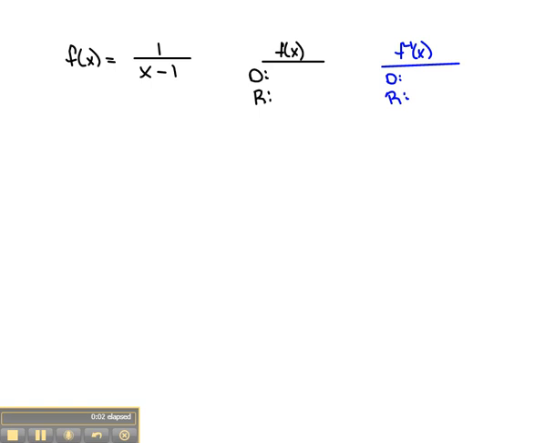Here in this problem we have f of x equals 1 over x minus 1, and again we're supposed to be finding the inverse. So in order to do that, I'm going to first look at f of x as really being y, and then I'm going to replace the x and the y values. So now we have x equals 1 over y minus 1.